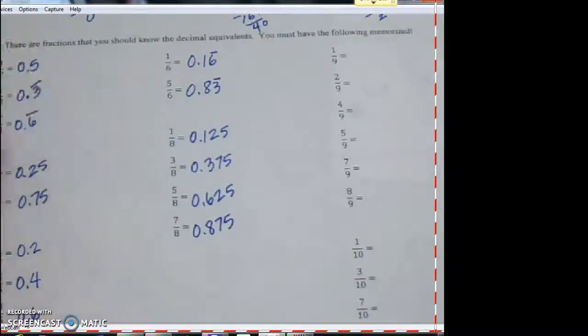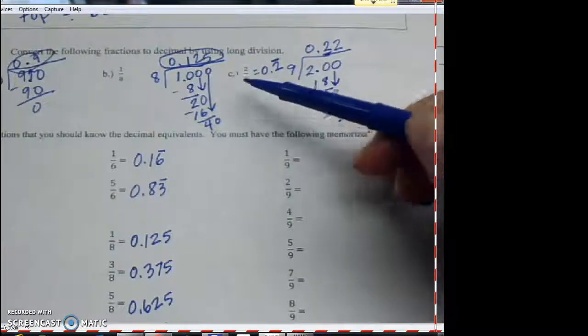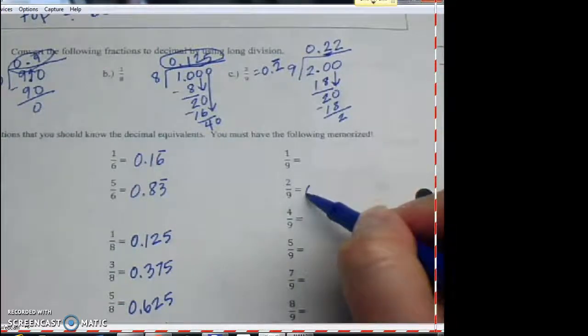All right, 9ths. When we did our long division up here on 2/9, what did we find out is repeating? The 2. Well, 2/9, so 0.2 repeating.